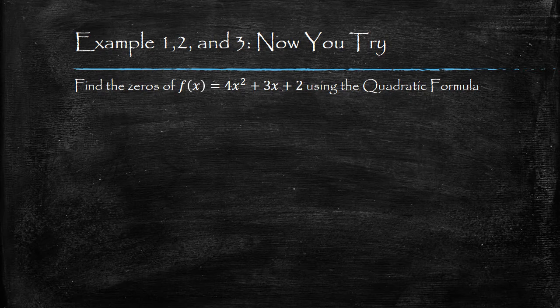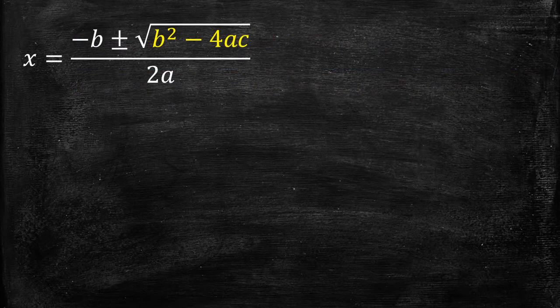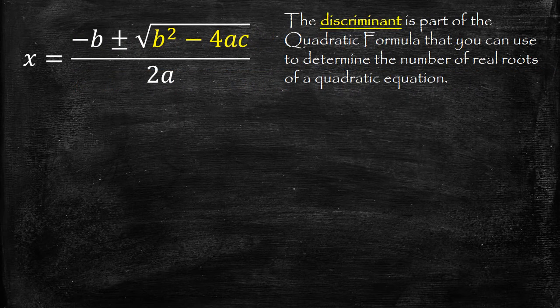Okay? The next part is dealing with the discriminant. So you have your quadratic formula. This yellow part is the discriminant. From your definitions, it's the part of the quadratic formula that you can use to determine the number of real roots of the quadratic equation.